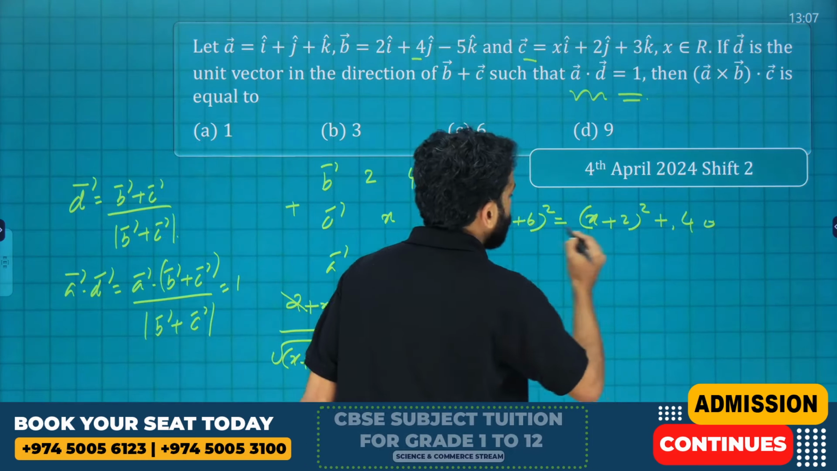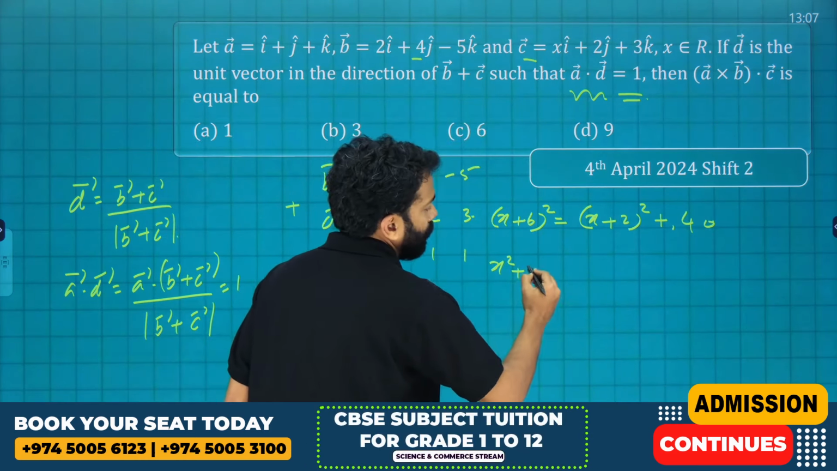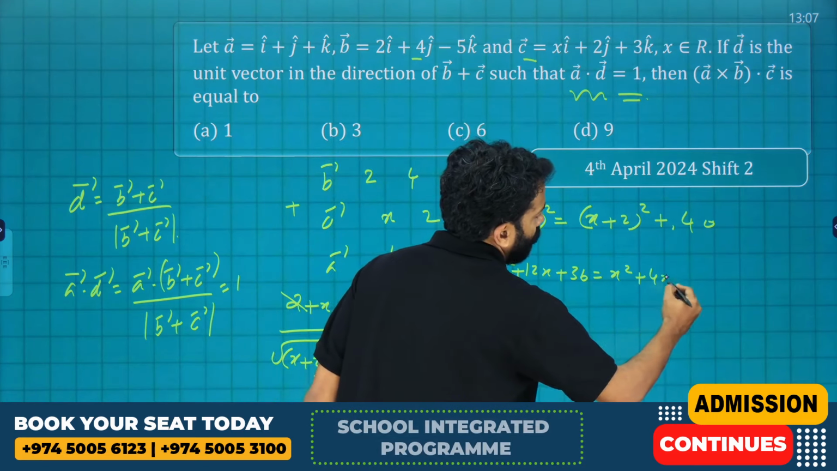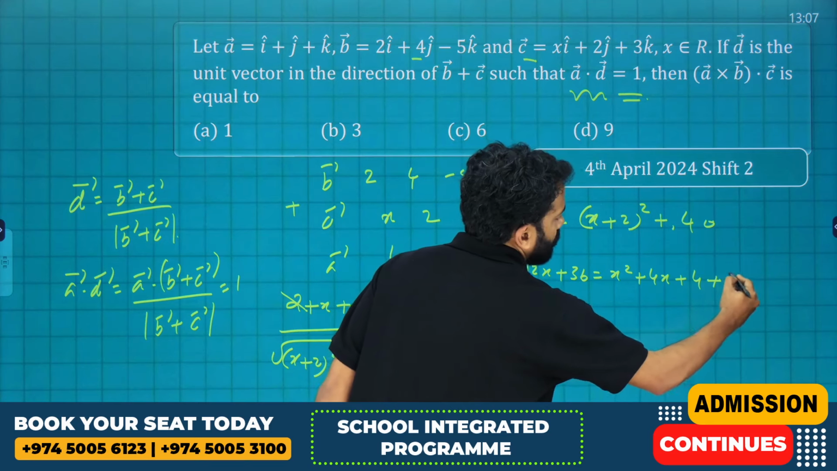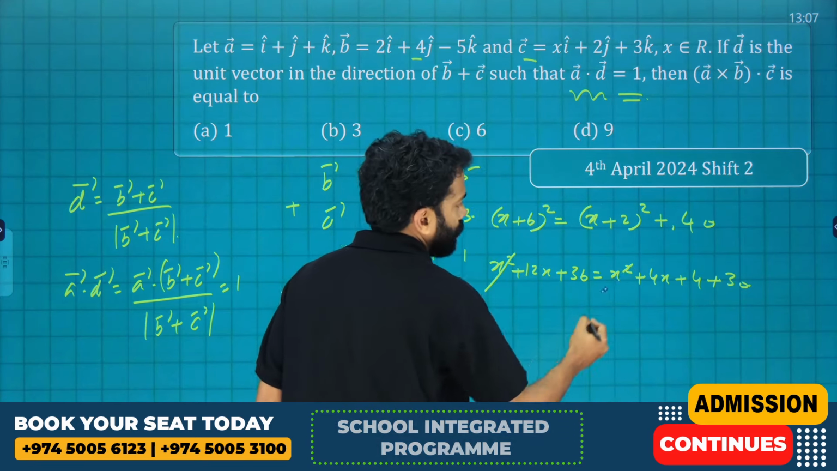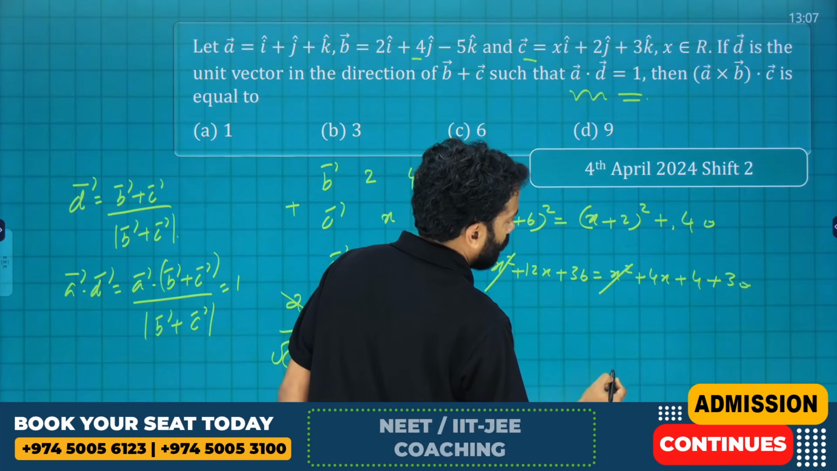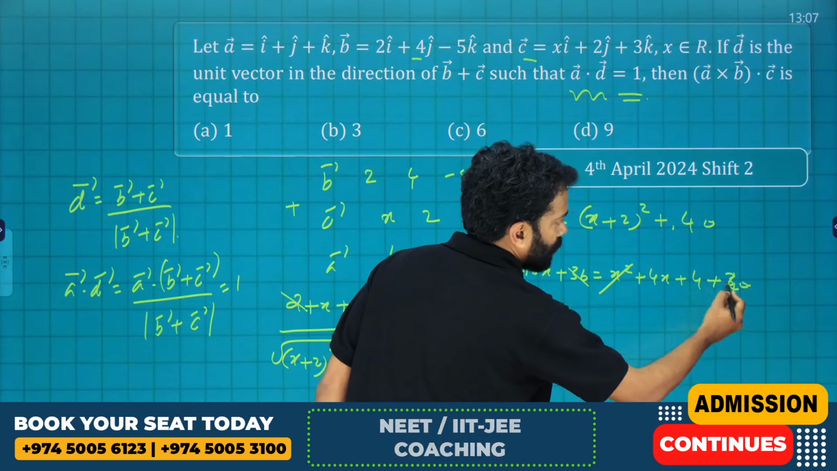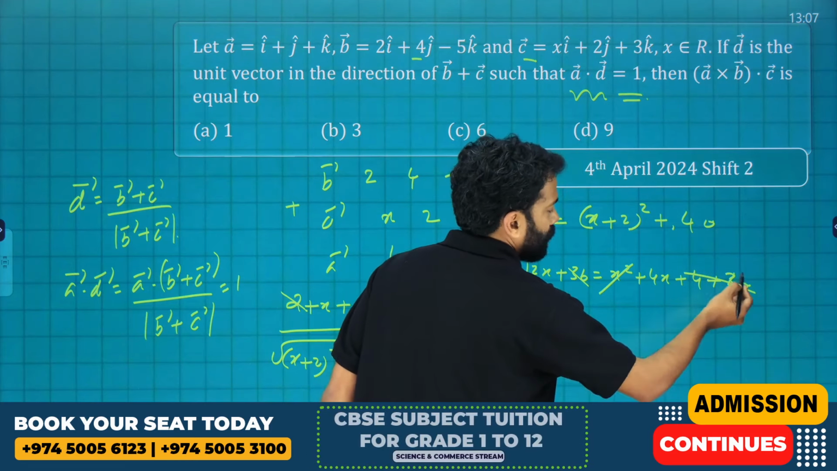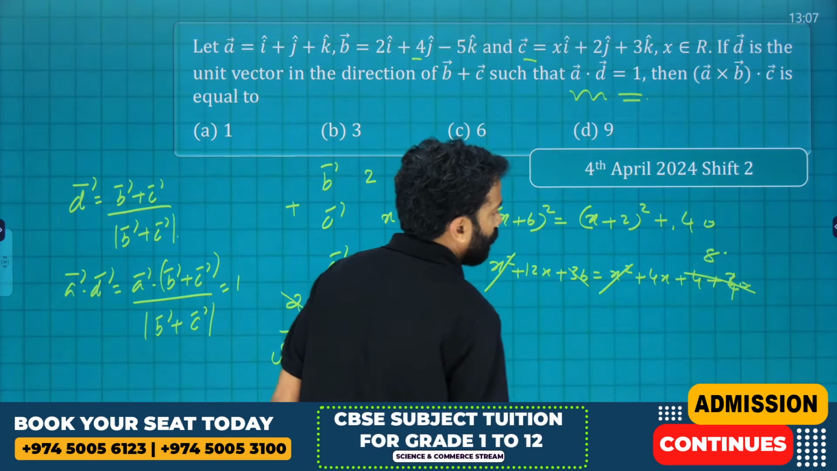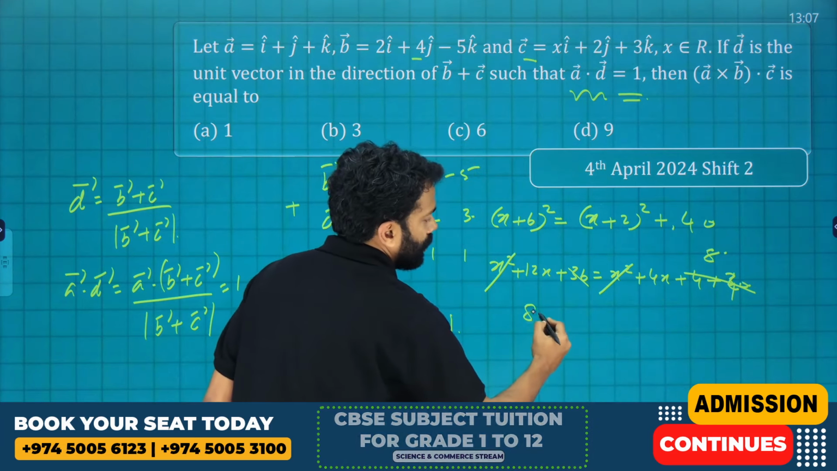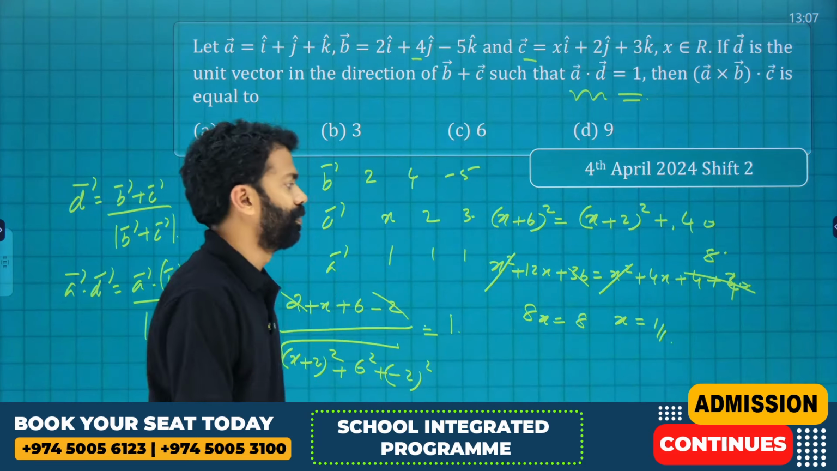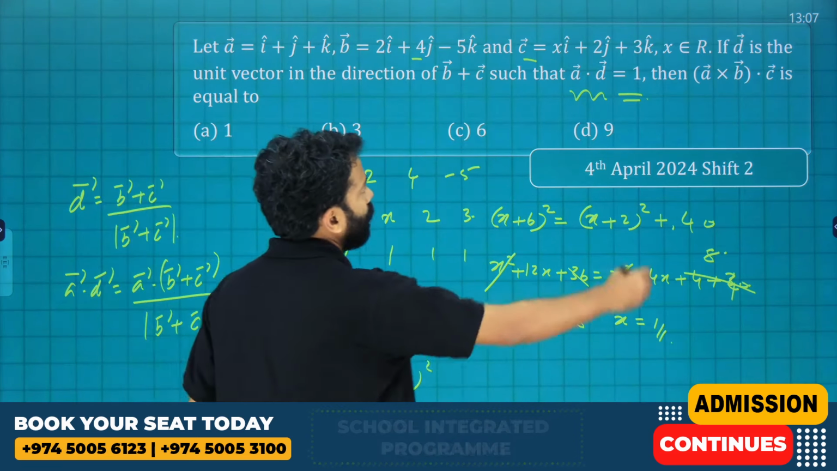So this will be x square plus 12x plus 36 is equal to x square plus 4x plus 4 plus 36, that is 40. Okay, x square got cancelled. 44 minus 36 is 8. 12x minus 4x is 8x. 8x is equal to 8. Therefore, the value of x is what? Nothing but 1. Okay, then we can substitute 1 for x.